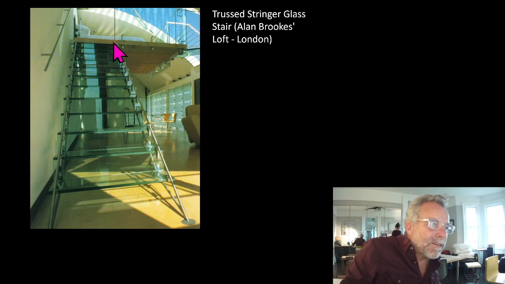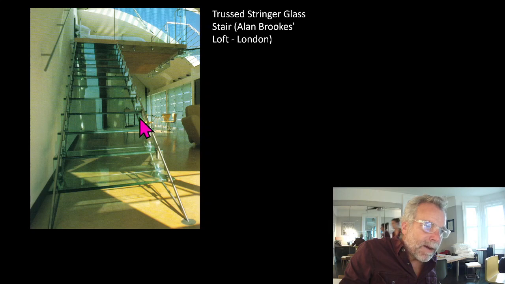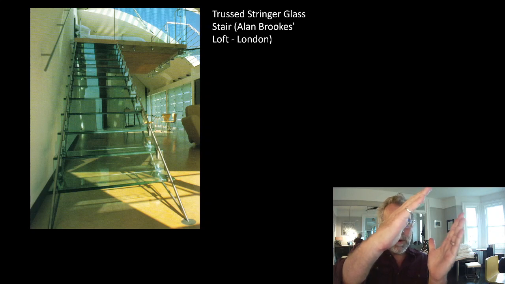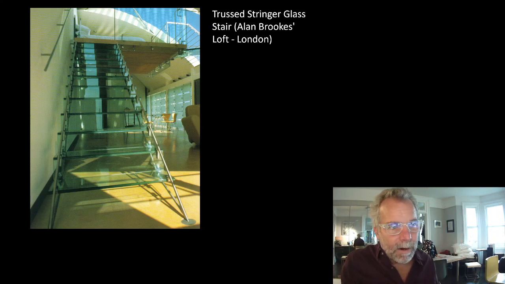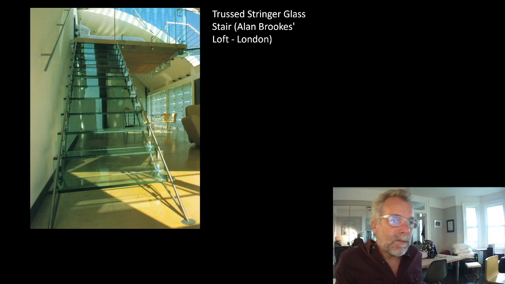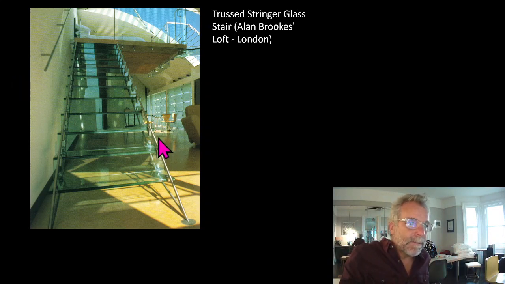This is a very clever stair going up to a loft. Again, they've created a truss, but it's the treads and risers that form the web of the truss. So we tend to think of treads and risers as all orthogonal. Of course, trusses need triangles, but if we orient our chords diagonally, then the treads and risers triangulate the truss.